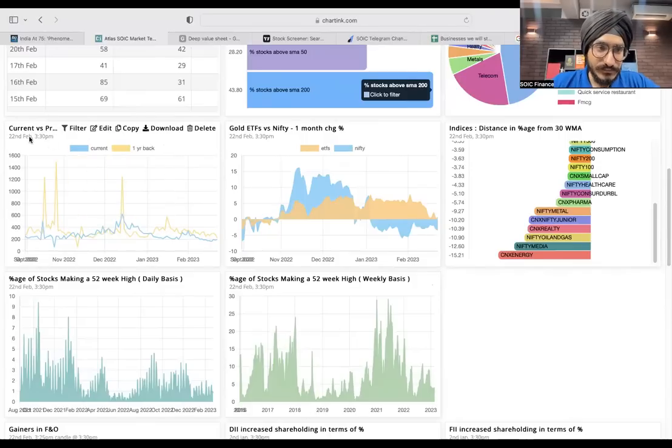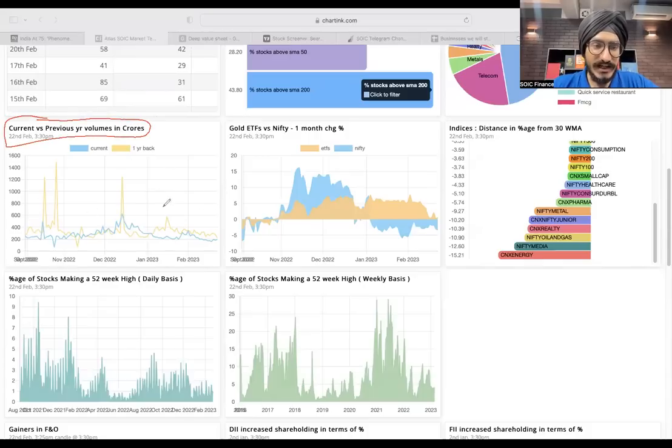Just look at this. So this will tell you about the current year versus previous year volumes in crores. And this is an entire market indicator. So for the past year, this yellow is 1 year ago, right? So what is this indicating? That February 2022, this yellow line indicates कि February 2022 में कितनी volumes थी for the stocks, right? Indian markets में कितनी volumes थी? This is what the yellow line indicates. Whereas the blue line indicates कि कितनी volumes हैं आज.